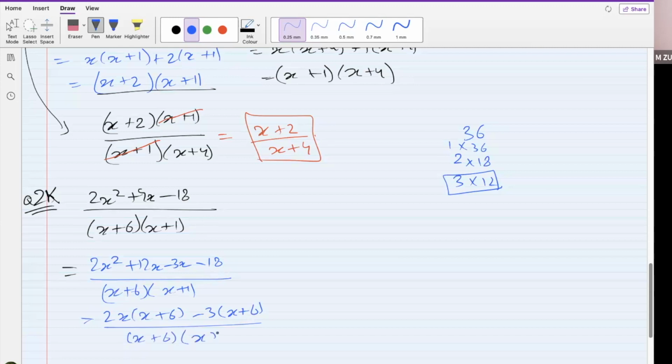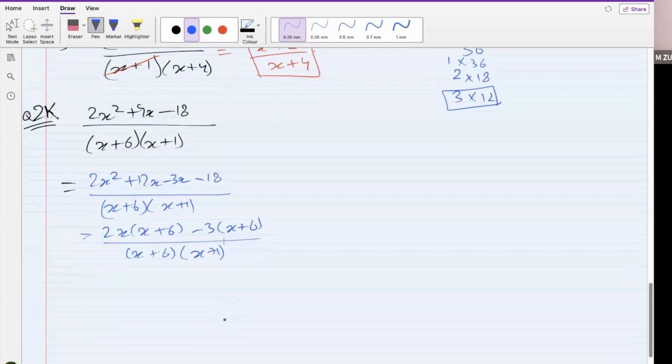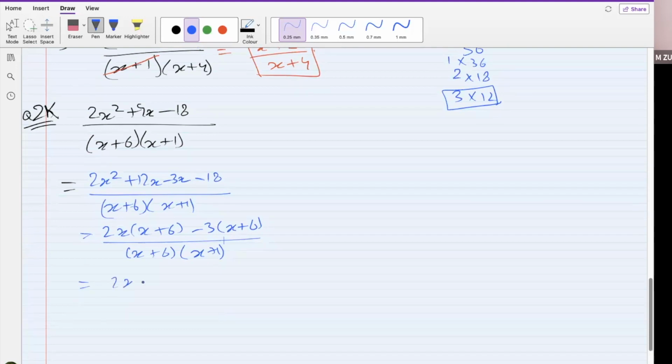x plus 6, x plus 1. 2x minus 3 into x plus 6. And in the denominator, x plus 6 into x plus 1.